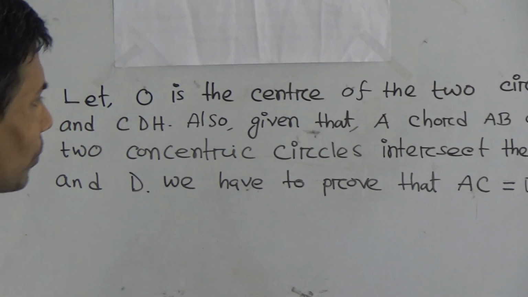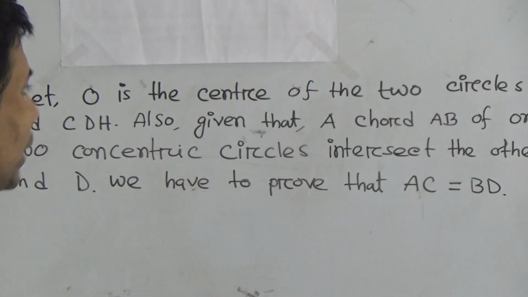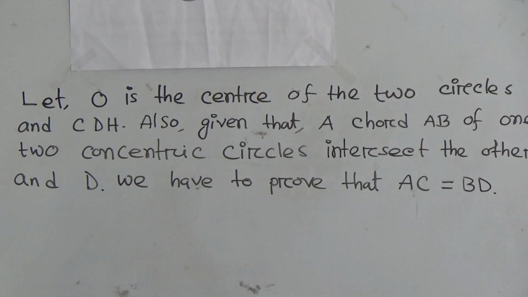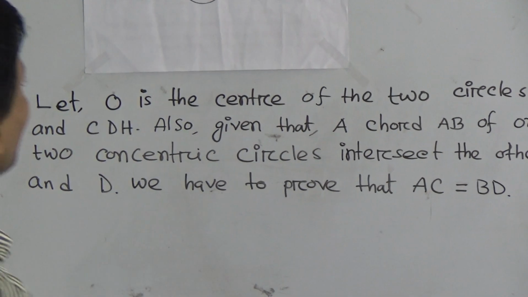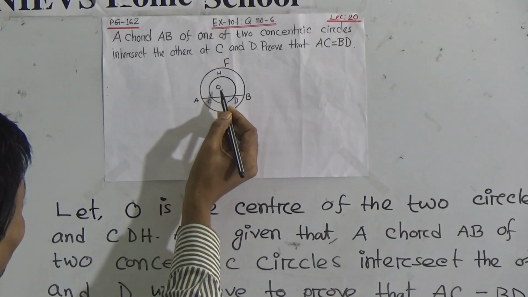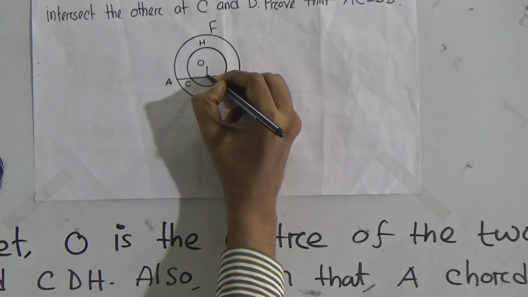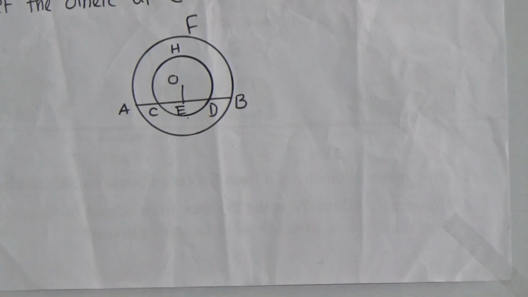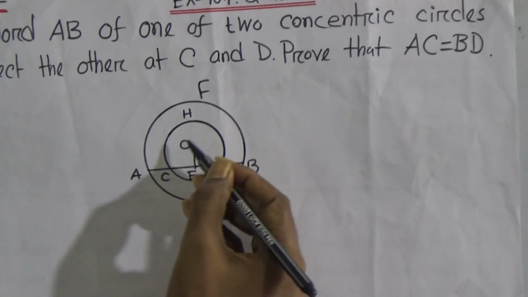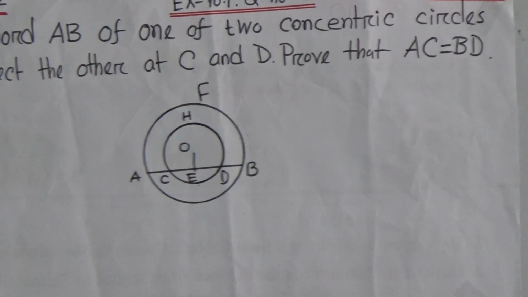To prove this, we need some construction. Now we have to write some construction. Look, you see in the figure, now we draw a perpendicular OE. We draw a perpendicular OE on the AB chord.